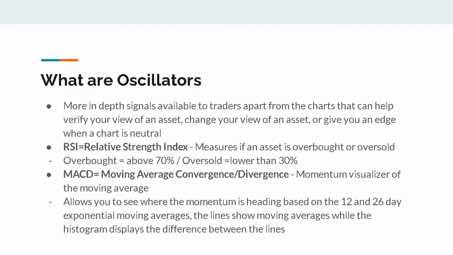Now you have your MACD, your moving average convergence divergence momentum visualizer that pretty much displays how your moving average is moving. Weird terms, but you get it. It allows you to see where the momentum is heading based on the 12 and 26 day exponential moving averages. The lines show moving averages, while the histogram displays the difference between the lines, or your moving averages.